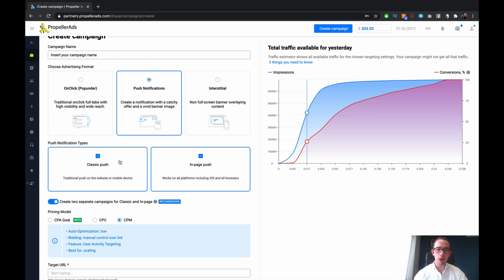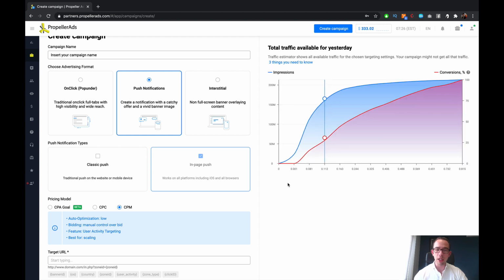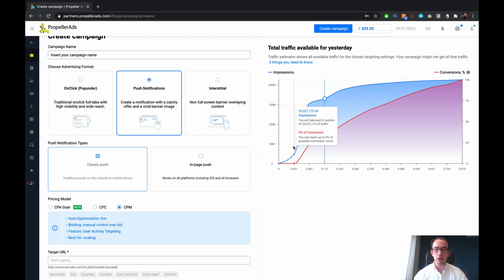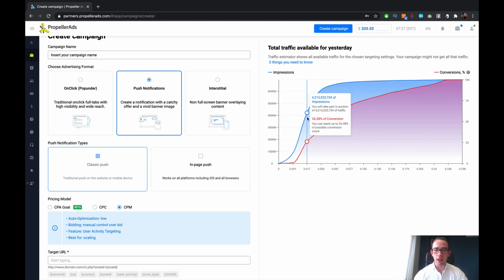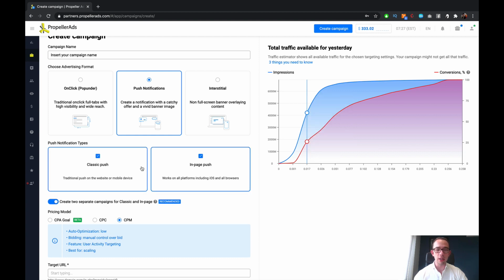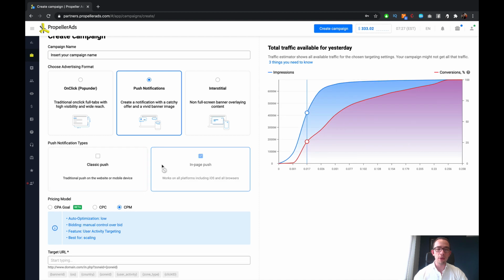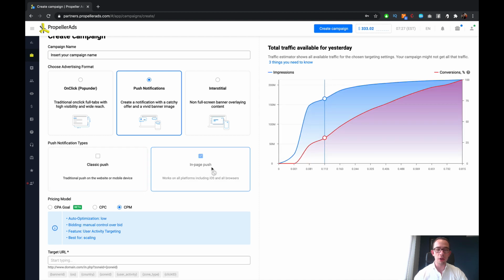If we only do in-page push, let's see what the graph looks like. So there's a supply of around 165 million impressions and a 30% conversion rate at that point. If you only do classic, where do they point us? At the 4 million, 26% conversion. All right, so the quality is almost the same. The conversion rate is just higher on iOS and all browsers.